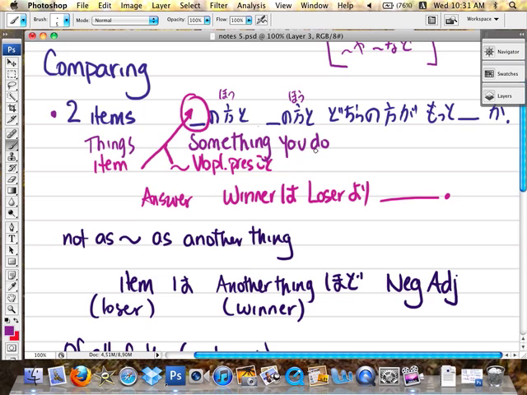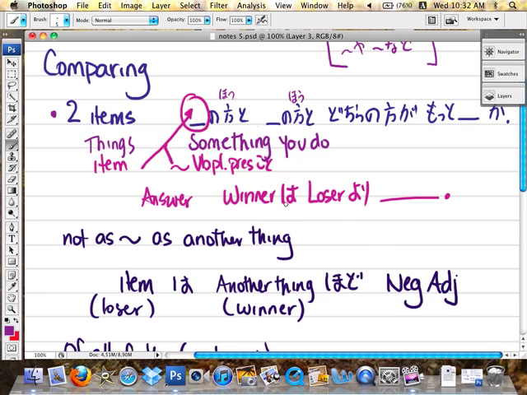And the minute you can say you're doing something, that's that plain present plus koto. So you can say, hamburger no hou to pizza no hou to dochira no hou ga motto oishii desu ka, or oishii to omoimasu ka? Or you can say, hamburger o taberu no hou to pizza o taberu no hou to dochira no hou ga motto kitanai, messy, to omoimasu ka? So you can do it either way.